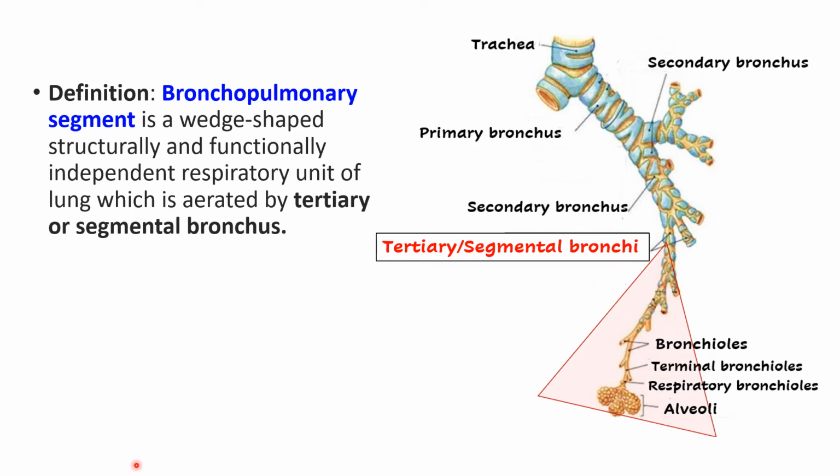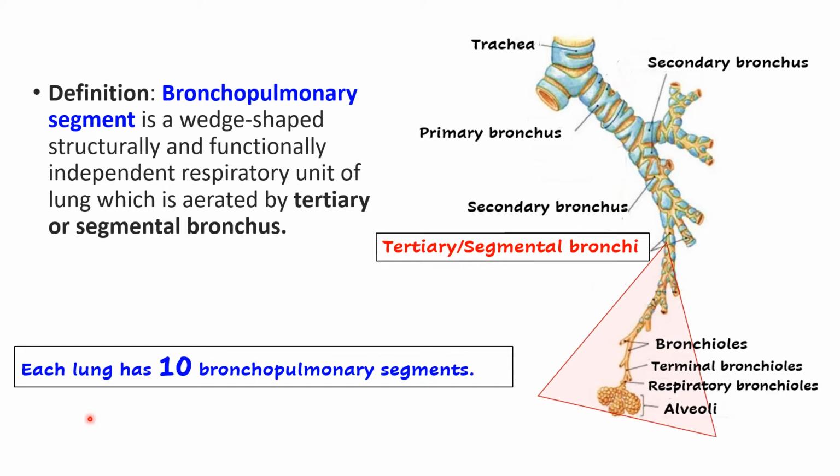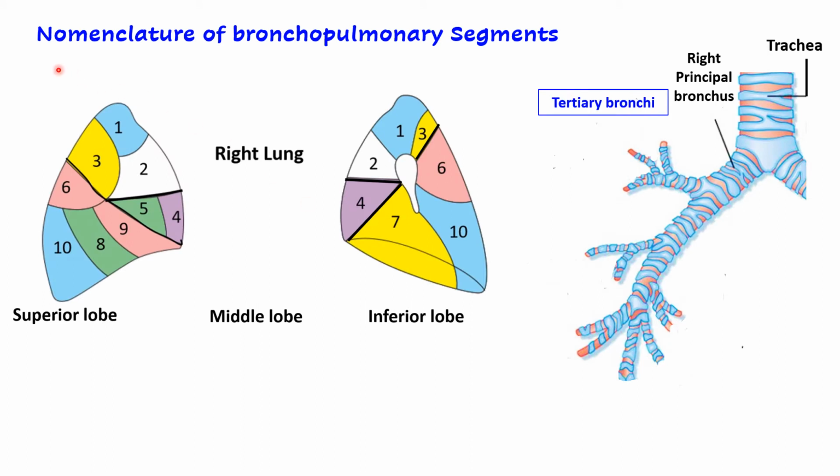Now let us see how many bronchopulmonary segments are present in each lung. So each lung has 10 bronchopulmonary segments. Let us now look at the nomenclature of bronchopulmonary segments. First, we will see in right lung and then in the left lung. In this diagram, we can see this is the anterolateral surface of the right lung.